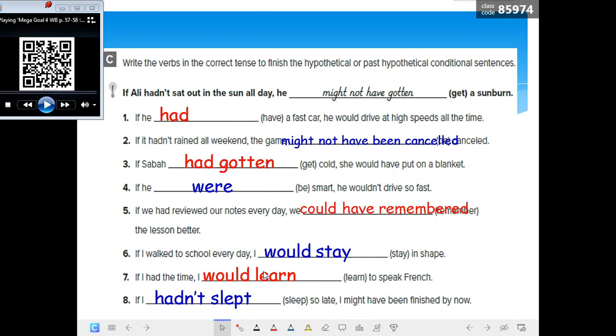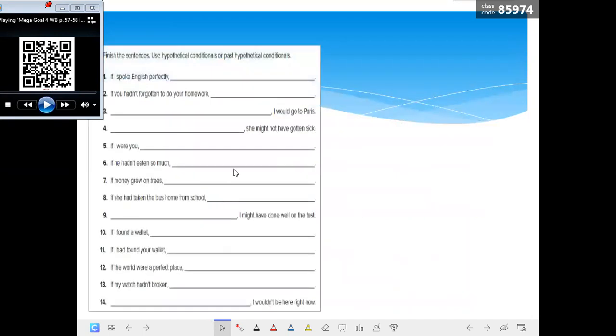Okay, now let's go to exercise D on the same page. Here, he wants you to finish the sentences using hypothetical conditionals or past hypothetical conditionals. I will show you the answers from number 1 to number 14, and I want you to check your answers. But I want to say that these answers may be different. You can write your own answers, but they are samples, okay?